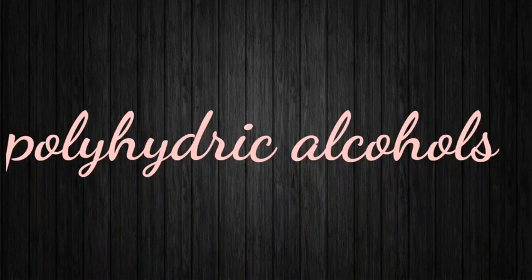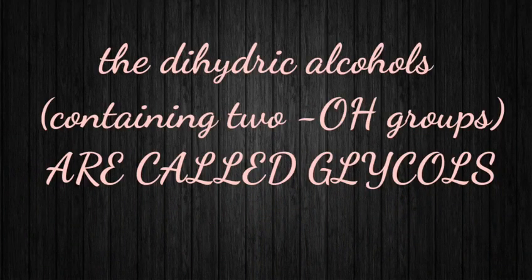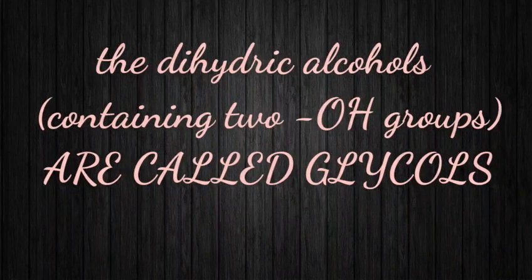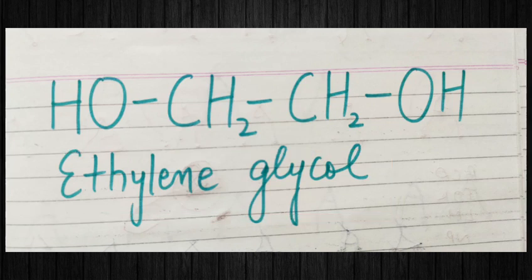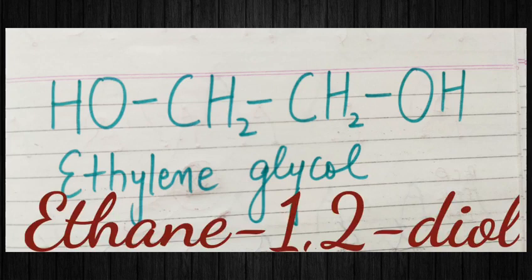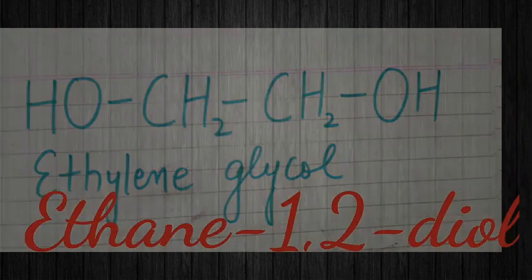Polyhydric alcohols contain 2 or more OH groups in their molecules. The dihydric alcohols, meaning containing 2 OH groups, are also called glycols. So the name of this compound will be ethylene glycol. This is the common name. But students, in IUPAC system, the name will be ethane-1,2-diol.